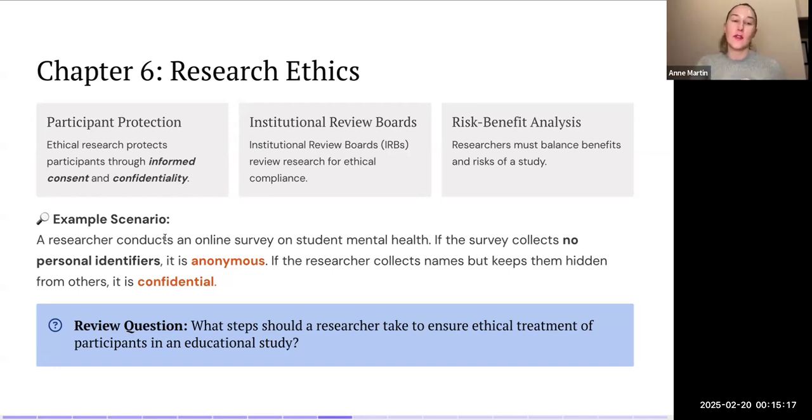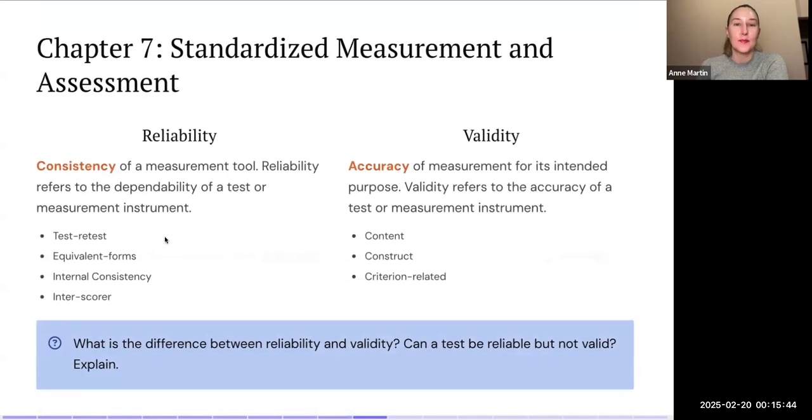We also talked about the difference between private and anonymous. By protecting their privacy, you can keep it confidential if the researcher knows their identity, but they keep it private. Anonymous is when the researcher doesn't know it at all. So be thinking about, or feel free to share about, some other principles and some of the big ideas when it comes to ensuring that participants are treated with the utmost of ethical care.